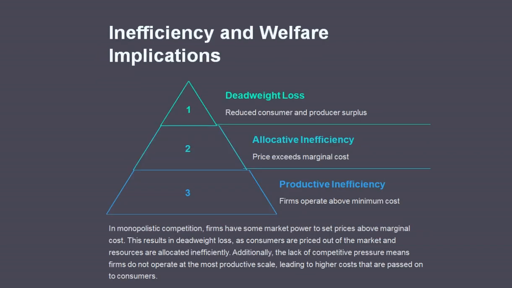Inefficiency and welfare implications. Deadweight loss, reduced consumer and producer surplus. Allocative inefficiency: price exceeds marginal cost. Productive inefficiency: firms operate above minimum cost. In monopolistic competition, firms may have some market power to set prices above marginal cost. This results in a deadweight loss.